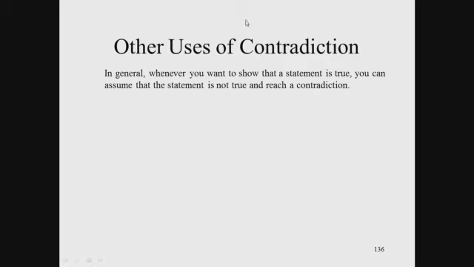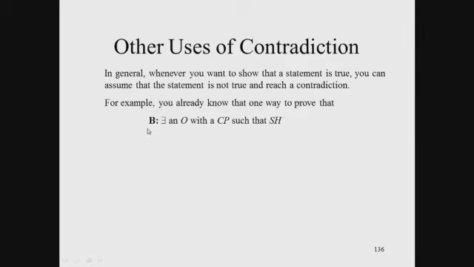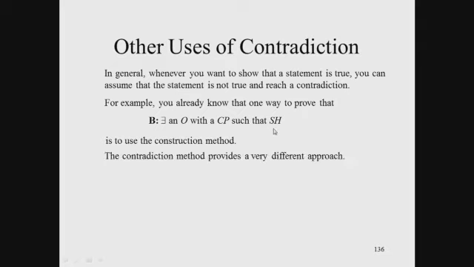In particular, let's take an example. Suppose you want to show that there is an object with a certain property such that something happens. What proof technique would you use to show that? The construction method. So you already know about that. However, if you want to show that B is true, you can do that with contradiction. And here's how that would work.